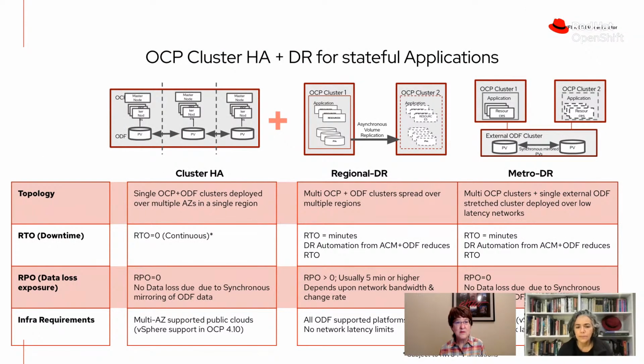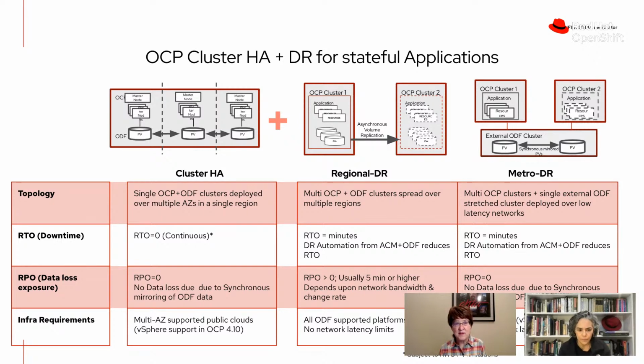This is a lot of data, but these are the three things we've added in here. Cluster HA, which I'll just go over quickly, gives you high availability at a single cluster level. And you can see it has RTO equals 0, RPO equals 0. But just be aware that this is out of the box for either OpenShift or OpenShift plus ODF if you're installing on AWS or Azure or GCP or places that have AZs.